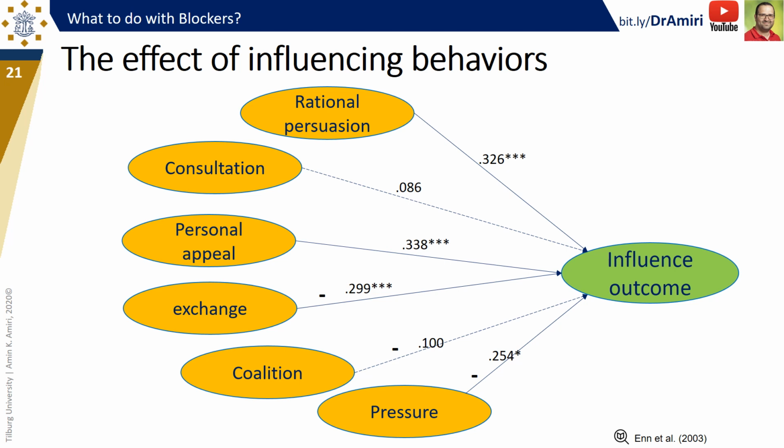Ng and his colleagues surveyed CIOs and have found out that consultation and coalition tactics are not significantly influential. They also found out that pressure and exchange of favors have significant negative effects on the outcome. Finally, they have found empirical support for the significant positive effect of rational persuasion and personal appeals. The ingratiation tactic had to be dropped from the study due to measurement issues. Therefore, its effect is unknown.